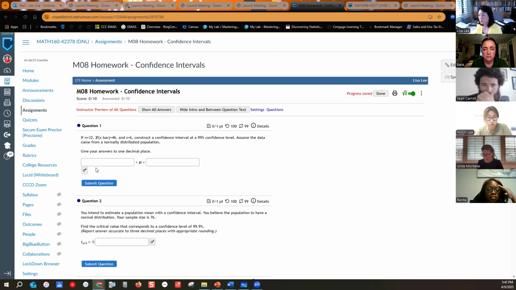Okay. So that's why, look at your first homework question of chapter 8 here. It asks you to find the interval, where the population mean is between the lower bound and the upper bound. To do this type of question, when only small s is given, you need to remember to use a t interval.